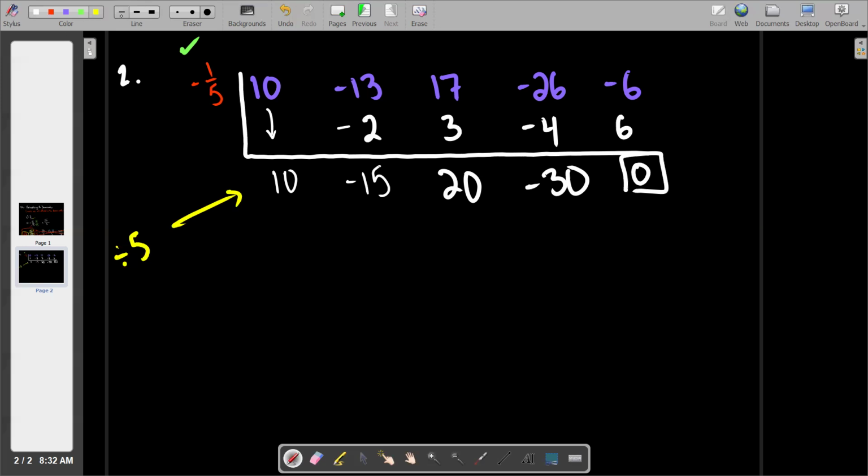When we divide them all by 5, this one becomes a 2, and it's 2x to the third. This one becomes a -3, and that's my x to the second. This one becomes 4, and that's my x. And the -30 becomes a -6. You with me so far?